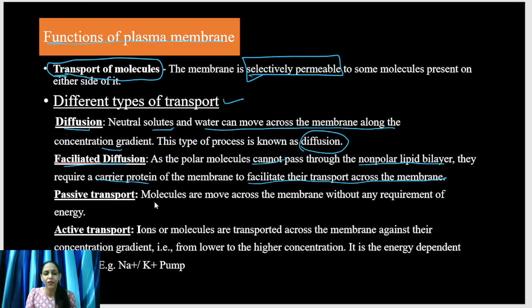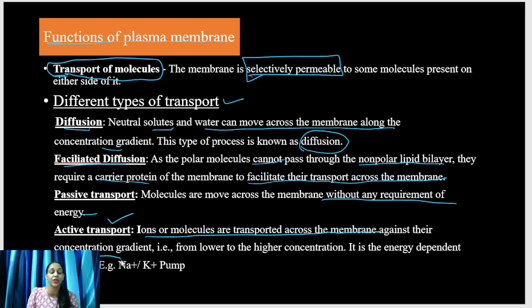Passive transport is like diffusion. Molecules can move across the membrane without any requirement of energy. Molecules को move करने के लिए energy की requirement नहीं होती. This is passive transport. Then there is active transport. Ions and molecules are transported across the membrane against their concentration gradient. Along their concentration gradient means high concentration to low. But जब molecules low concentration to high concentration move करेंगे, they require energy.